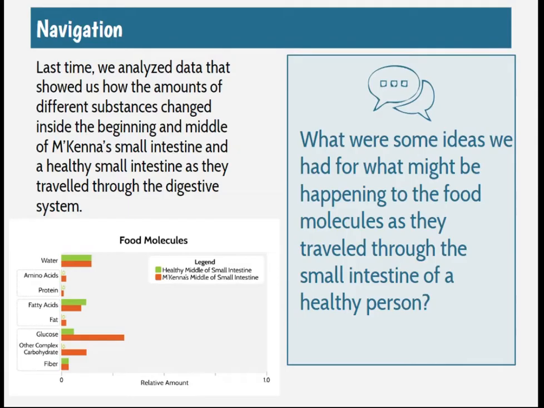Welcome to Lesson 3.1. Last time, we analyzed data that showed us how the amounts of different substances changed inside the beginning and middle of McKenna's small intestine and a healthy small intestine as they traveled through the digestive system. So there's an example of one of the graphs we saw in our previous lesson. So stop and think, what were some ideas we had for what might be happening to the food molecules as they traveled through the small intestine of a healthy person?